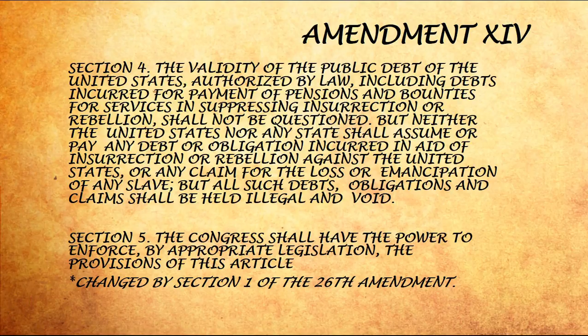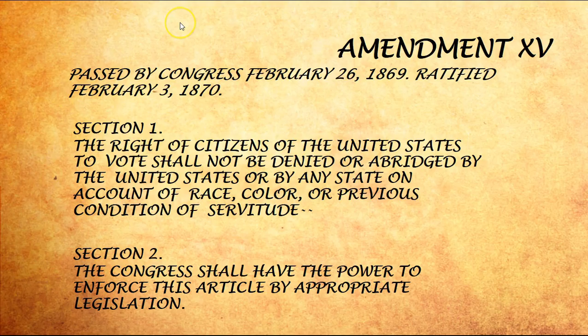Section 5. The Congress shall have the power to enforce by appropriate legislation the provisions of this article. This amendment was modified by Section 1 of the 26th Amendment. Amendment 15, passed by Congress February 26, 1869, and ratified February 3, 1870.